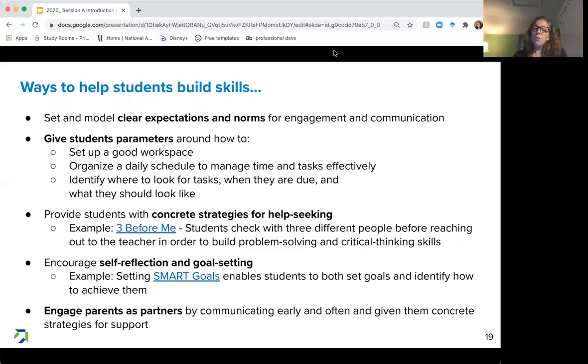We should encourage self-reflection and goal setting. So setting SMART goals, for example, or reflecting on goals that we set at the beginning of the day, at the end of the day, can be really effective strategies.